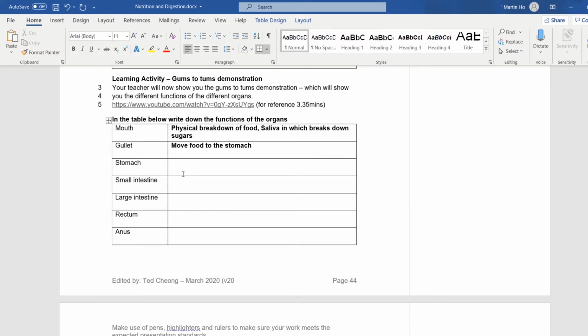Once the food gets to our stomach, it has a very special chemical in it called hydrochloric acid, which we also refer to as stomach acids. This helps physically break down the food more, to the point in which it's liquefied.